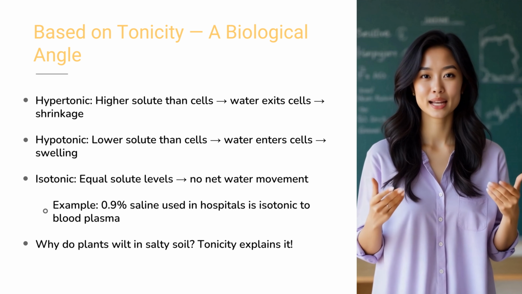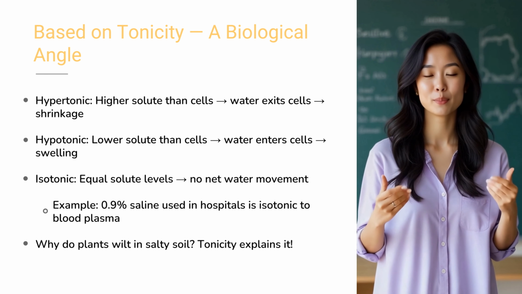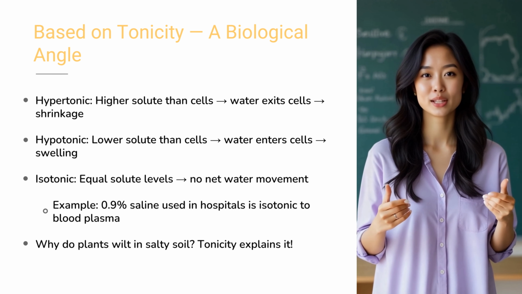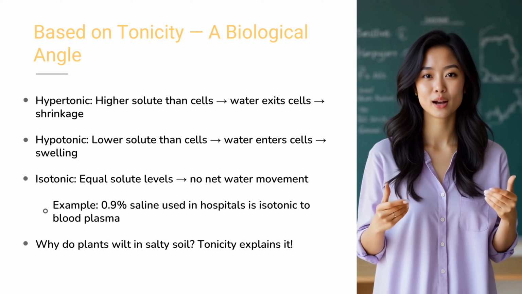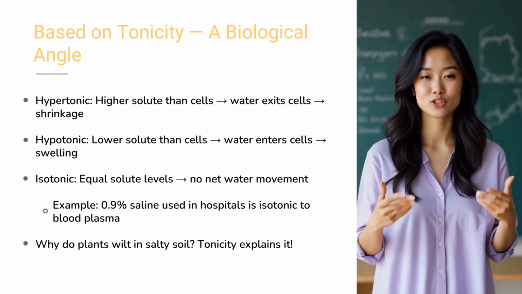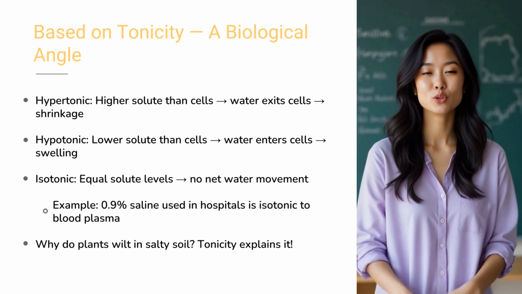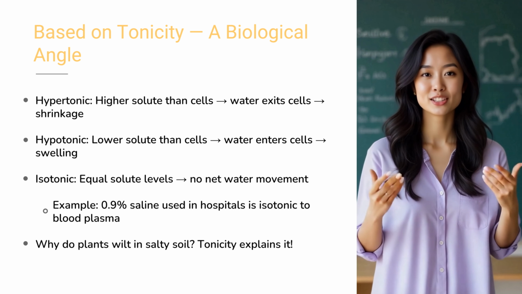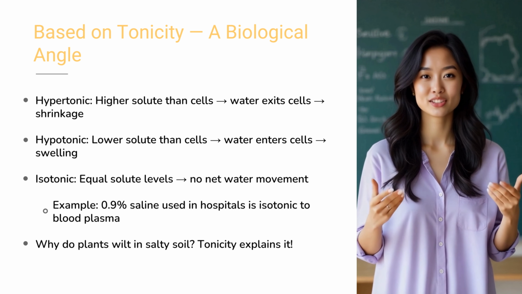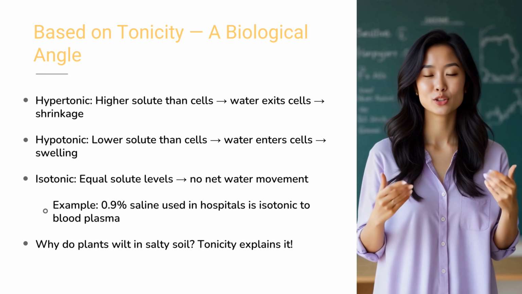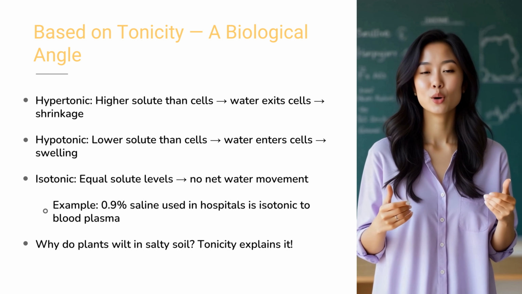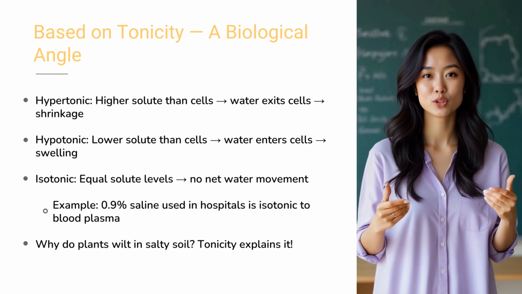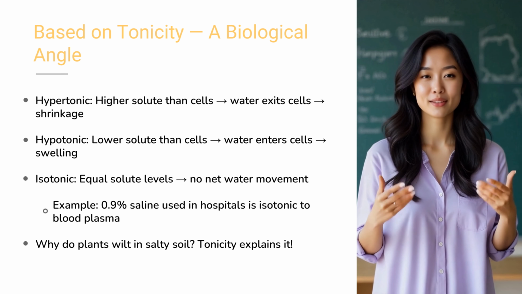From biology and medicine, we borrow terms like hypertonic solutions. These have a higher solute concentration than the fluid inside cells. They draw water out of the cells. Think of concentrated saline. Hypotonic solutions have a lower solute concentration. Water flows into the cells. Distilled water is a good example. Isotonic solutions have equal solute concentration on both sides, like the 0.9% sodium chloride solution used in IV drips.